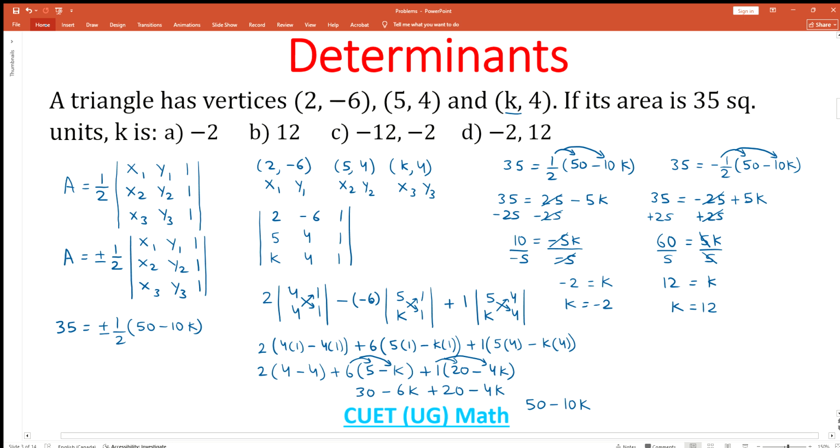So the answer should be option B. This should be the final answer for this problem. So these are the steps you have to keep in mind to solve this problem.